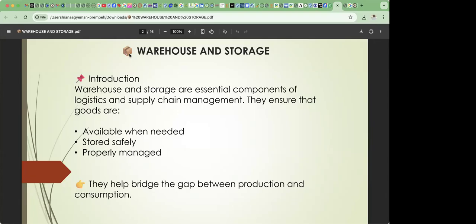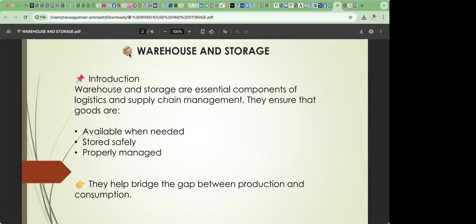So the warehouse helps bridge the gap between production and consumption. How about inventory management? Does inventory management not do the same? You will ensure that this gap between production and consumption is actually enhanced, isn't it?